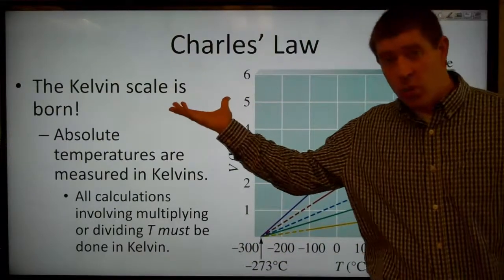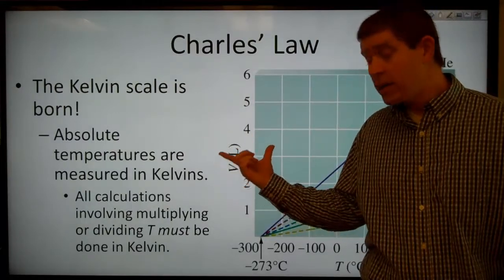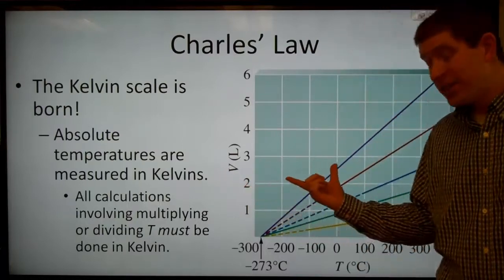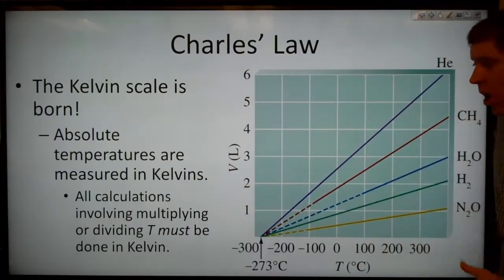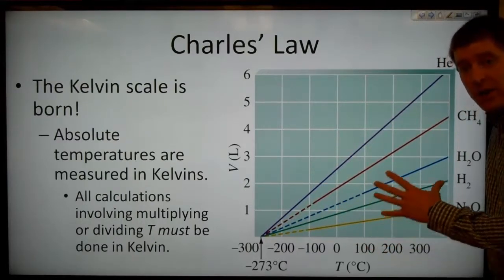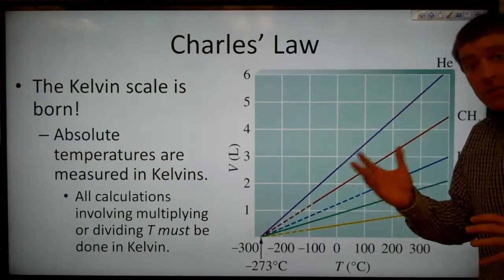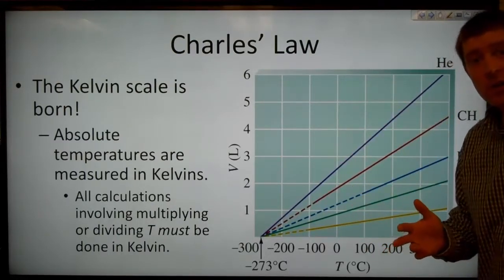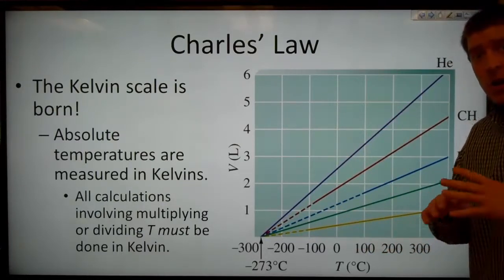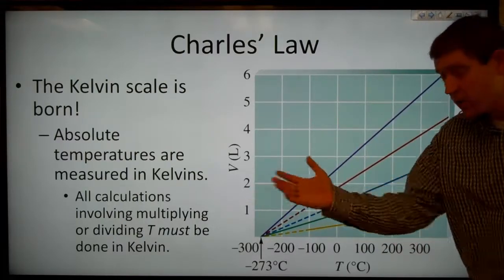And again, this is why the Kelvin scale is born. So absolute temperatures are measured in kelvins. Note that it's not degrees Kelvin, it's just kelvins. So all calculations that involve multiplying or dividing temperature have to be done in Kelvin, because otherwise you're going to mess up your calculations, because you'll get different values whether you do it in, say, Celsius or Fahrenheit. You could have negative numbers in there. Whenever you're multiplying or dividing, you need to have an absolute scale involved, so it has to be the Kelvin scale.